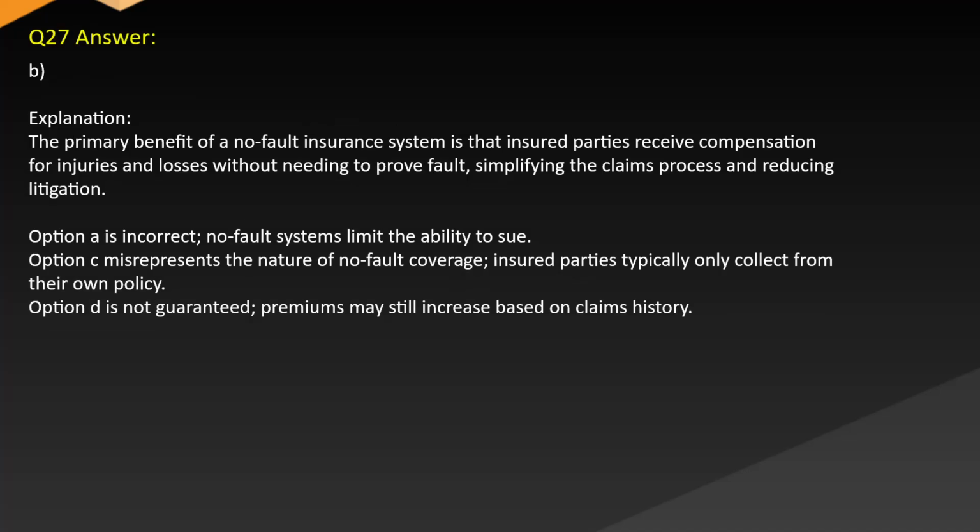Answer B. Explanation. The primary benefit of a no-fault insurance system is that insured parties receive compensation for injuries and losses without needing to prove fault, simplifying the claims process and reducing litigation. Option A is incorrect. No-fault systems limit the ability to sue. Option C misrepresents the nature of no-fault coverage. Insured parties typically only collect from their own policy. Option D is not guaranteed. Premiums may still increase based on claims history.